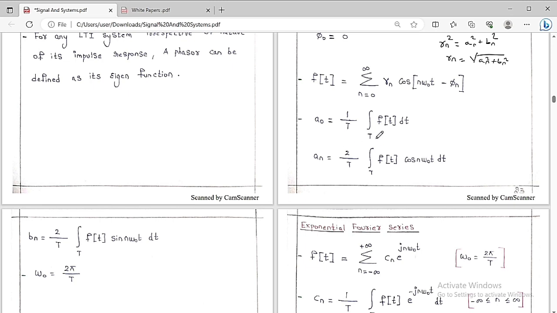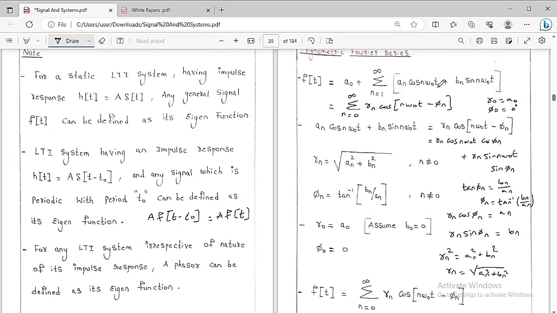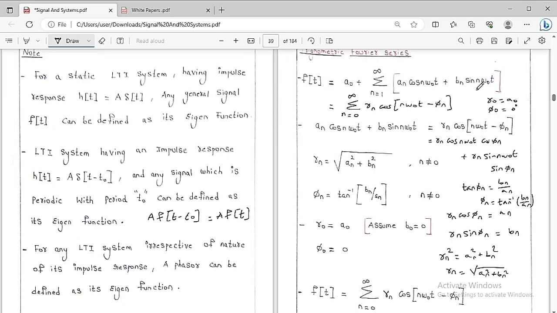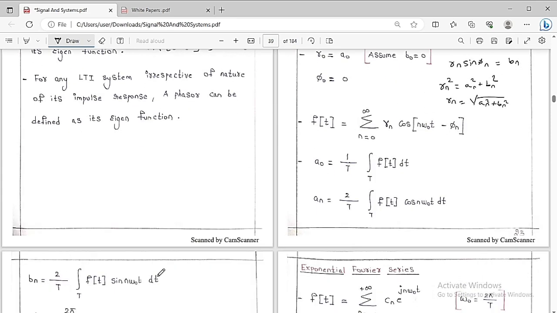So these are the Fourier series conditions. T is nothing but we are doing integration over one time period. So A naught is equal to 1 by T integration over T f of t dt, and A n is equal to 2 by T integration over T f of t cos omega naught t, and B n is equal to 2 by T integration over T f of t sin omega naught t. So how to remember? See, A n is having cos omega naught t, and B n is having sin omega naught t.